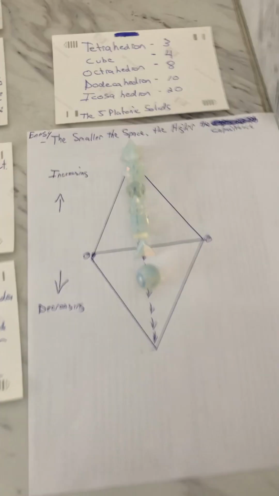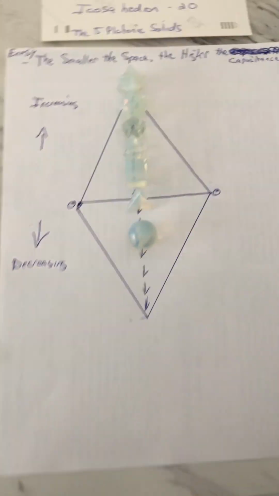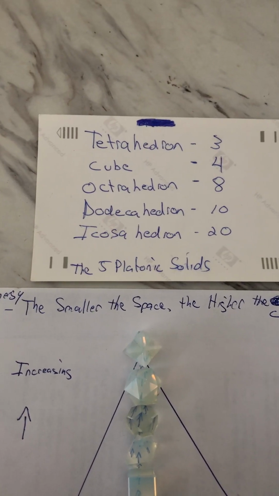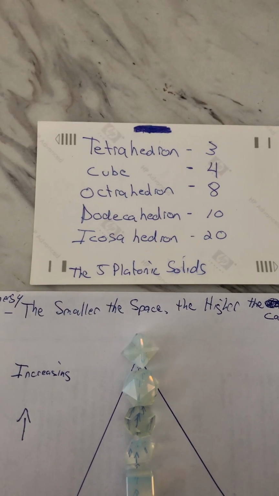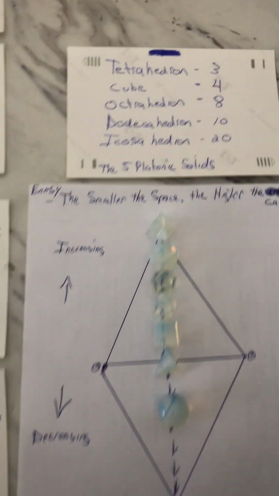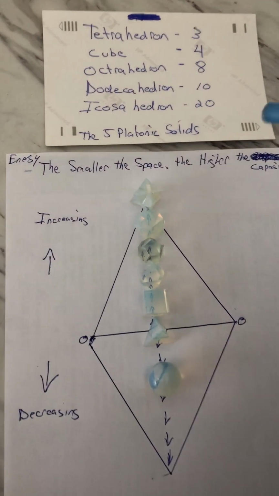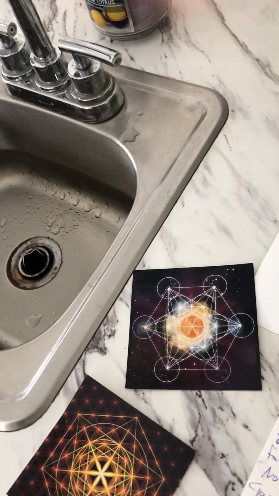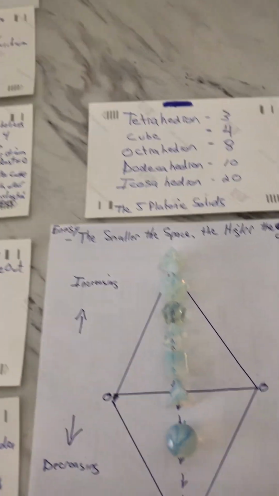And what I mean is, if you look at the Platonic solids, this is a perfect example of what I'm talking about. Okay, in the 5 Platonic solids, here you've got the tetrahedron, the cube, the octahedron, the dodecahedron, and the icosahedron. And then this one is the star tetrahedron, which is the Merkaba.